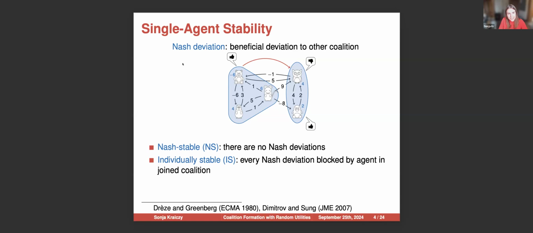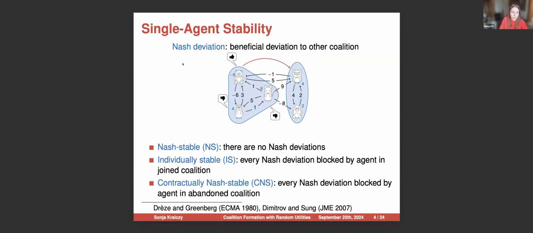Similarly, we say that a coalition structure is individually stable if every Nash deviation is blocked by an agent in the coalition the agent wants to join. So in this case, while the bear wants to join, even the penguin is fine with him joining because he has utility 0 for the bear, so he doesn't care, but the owl has utility -1. So generally, an agent will block another agent from joining if they have negative utility for that agent.